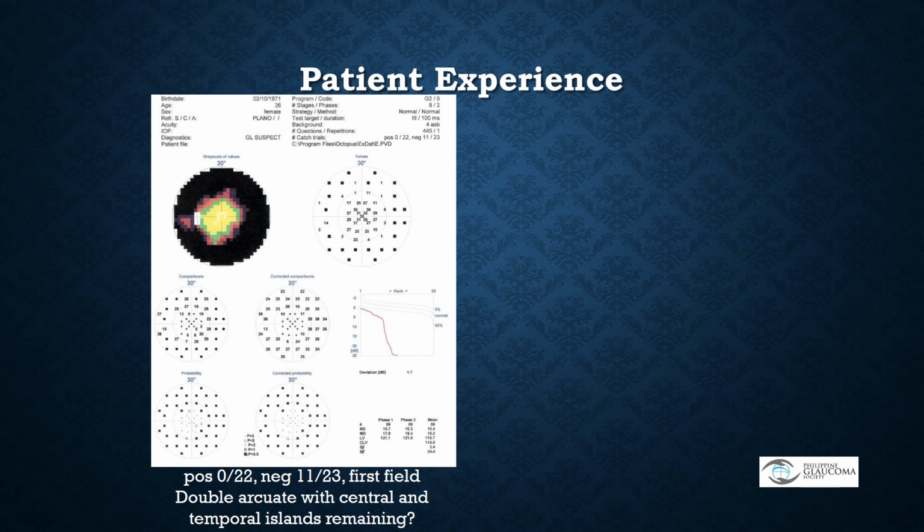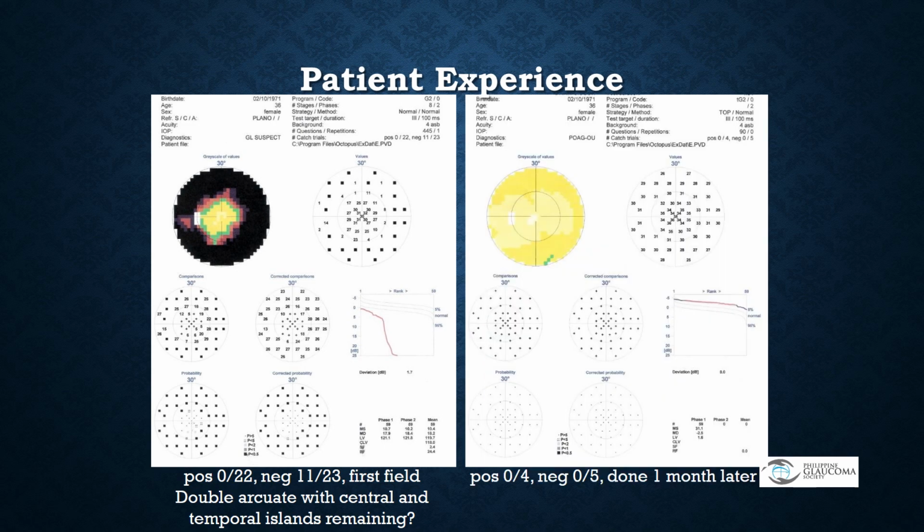Here's an example of how patient experience can affect the test. This is the first field with good reliability parameters. The false negatives could just be because there are scotomas there. So it looks like a double arcuate with central and temporal islands remaining. But on repeat testing, they're all gone because it's just learning effect.